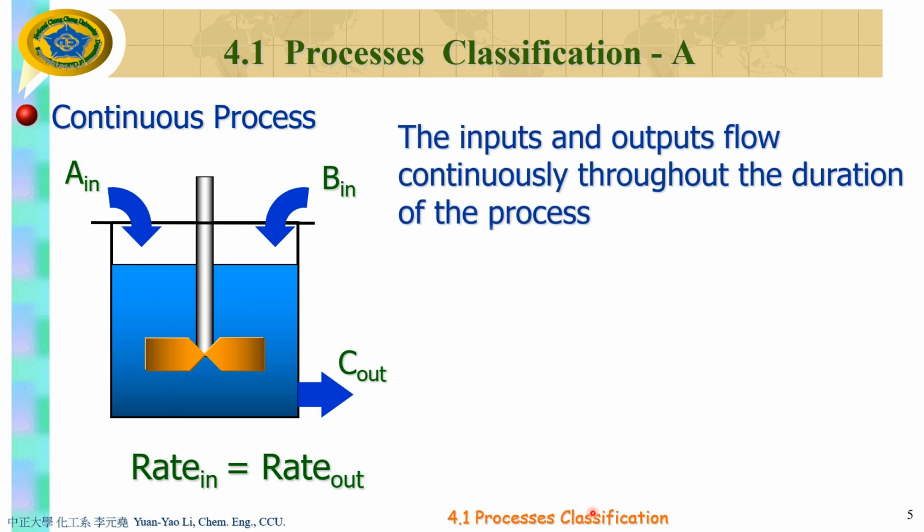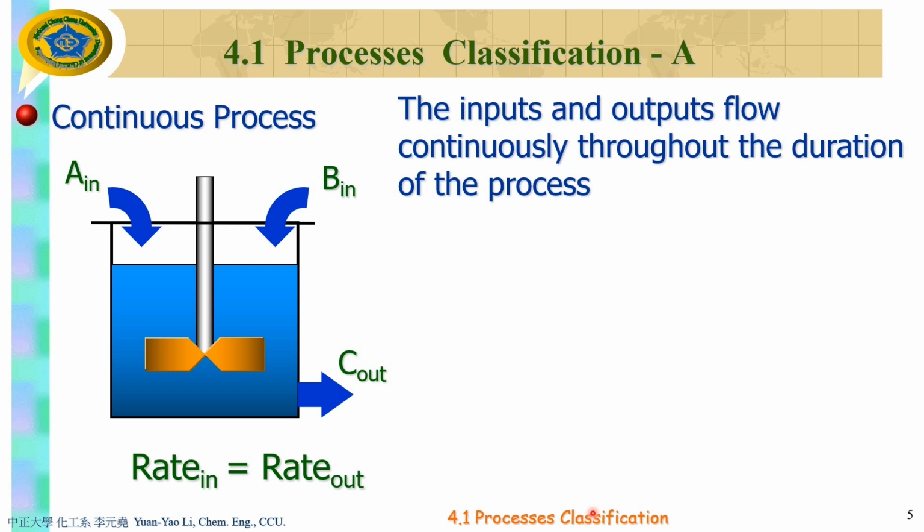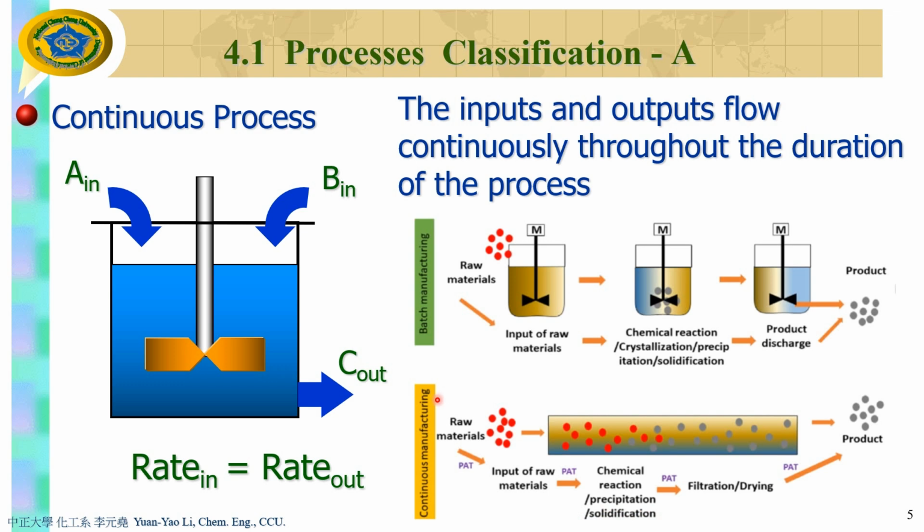liquid or fluid won't increase or decrease if the rate in equals the rate out, right? So the definition of the continuous process is that the inputs and the outputs flow continuously throughout the duration of the process. If we have a boundary here, input continuously goes into this reactor or container, and output continuously comes out. This is what we call continuous process. So this is the comparison of a batch process and continuous process. In batch, you mix and then finish, go to the next step, and then the next step, and you get a product. But here you have a feed, reactants go into this reactor and change, you see from the red ball to the gray ball, it changes continuously and then comes out to become the products.